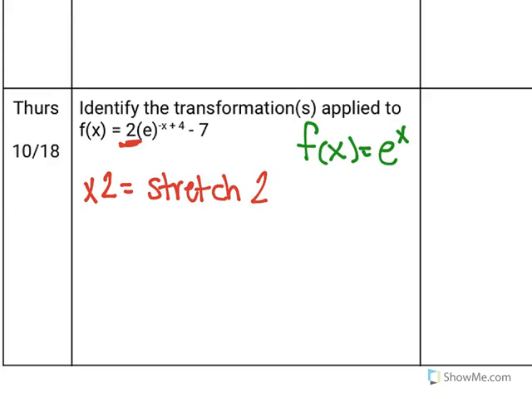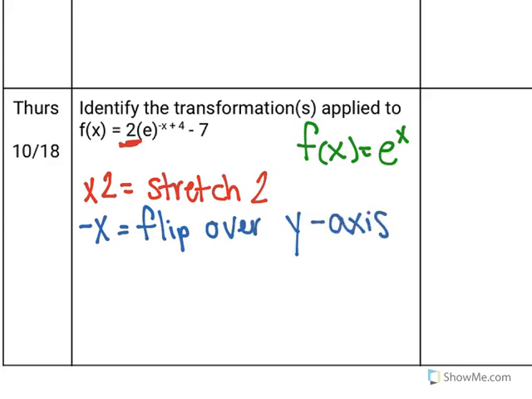We also have a negative sign, but it's just in front of the x, only in front of our x. So the negative sign in front of an x is going to be a flip, but it's going to be over the y-axis. Remember, if it's out front, it's over the x-axis, but if it's only done to the x, then it's just to the y-axis, or it's a flip over the y-axis.